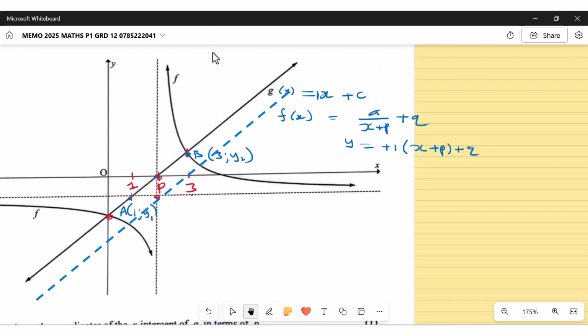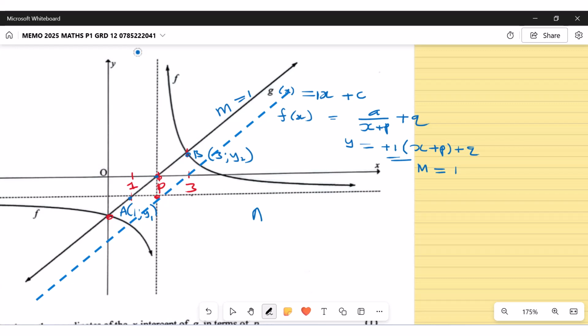So because the m is 1 and we have our g, we can use points A and B to find the change in y. Our point A is (1, y1), and our point B is (3, y2). The gradient AB should be 1 because the lines are parallel, as you can see. So our m_AB equals 1.